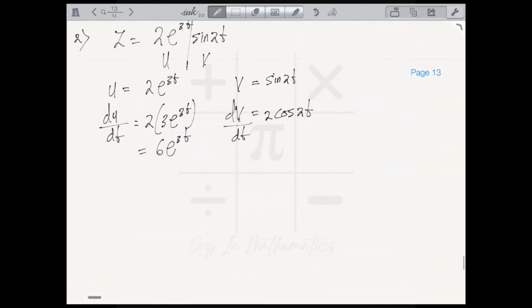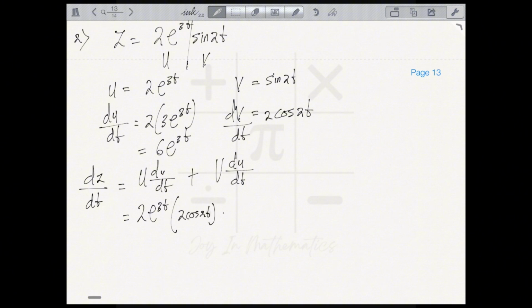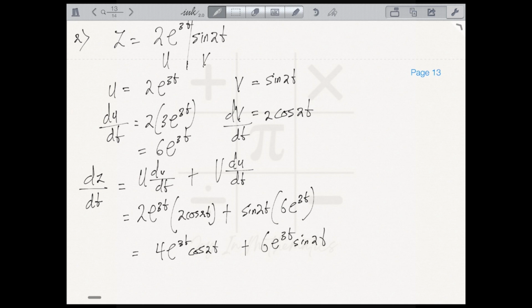Now let us apply the product rule. We are differentiating z with respect to t, and this will give us u dv/dt plus v du/dt. And what is our u? Our u is 2 exponential 3t. Our dv/dt is 2 cos 2t. Our v is sine 2t. Our du/dt is 6 exponential 3t. Now this gives us 4 exponential 3t cos 2t plus 6 exponential 3t sine 2t.